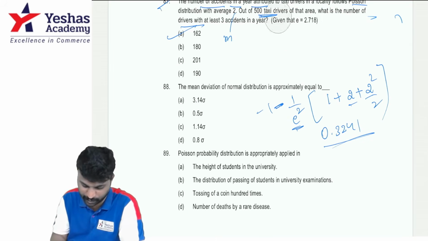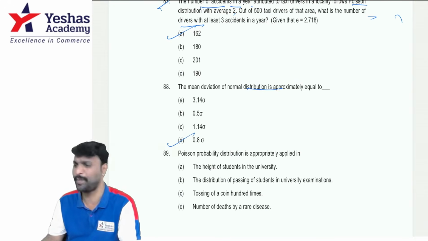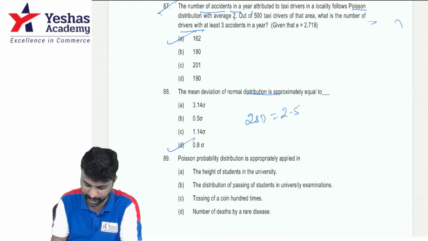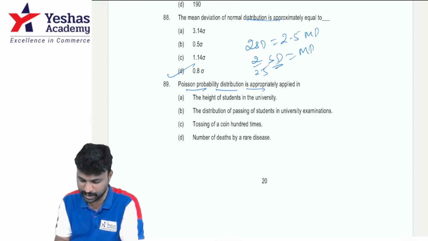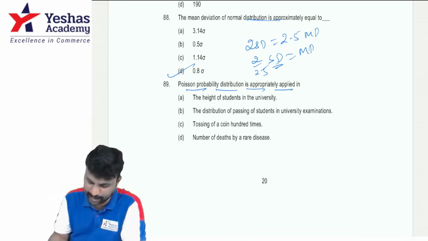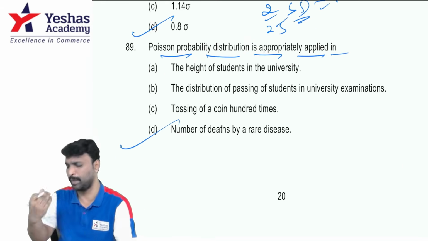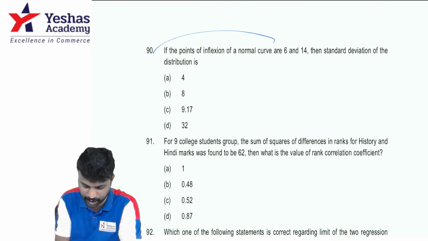Guys, moving on to the next question, question number 88. The mean deviation for a normal distribution is 0.8 times sigma, because 2SD equal to 2.5 MD. So obviously 2 divided by 2.5 SD is equal to mean deviation. SD is nothing but sigma. Right? 89 question, Poisson probability distribution is appropriately applied in number of deaths by rare disease. Probability of success is very, very less. Option D. 90th one of the solved questions in our class.